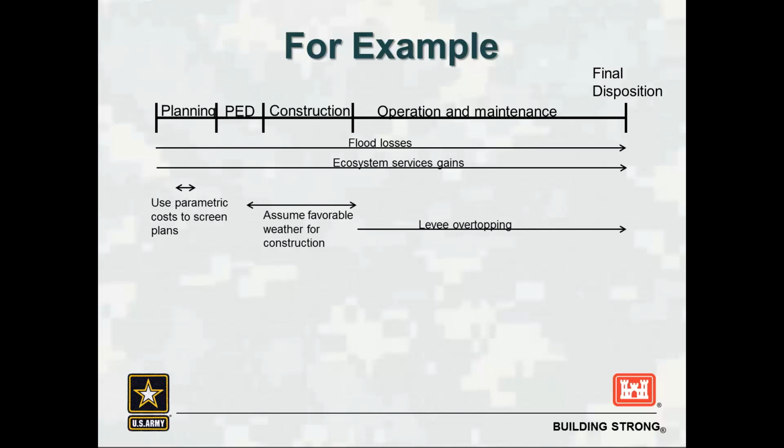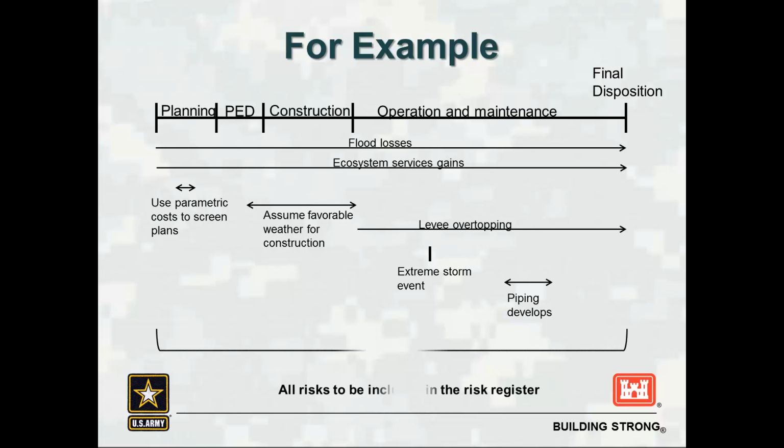Concerns about levee overtopping, they don't kick in until we have a project in place. We could have an extreme storm event that would be a specific risk at a specific point in time. We might have concerns about specific problems somewhere along the line that would be relatively short-lived. All of these risks would be included in the risk register. The ultimate goal is that a risk register would basically be the story of a project. It would begin in the planning stages and it would be carried through every one of these life cycle stages.